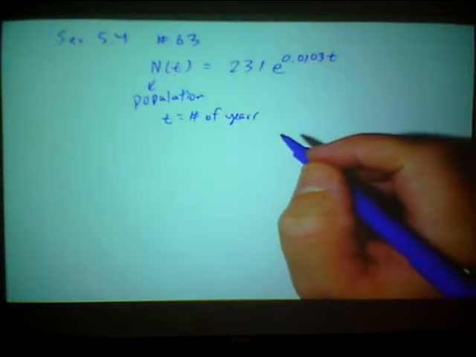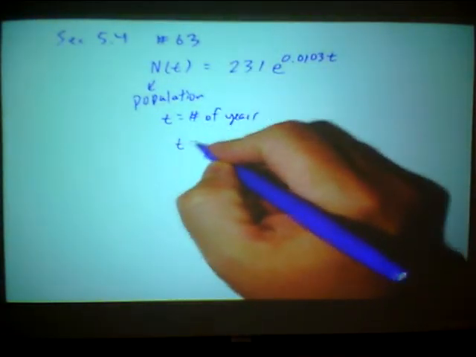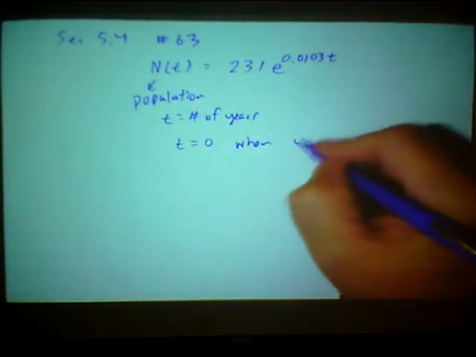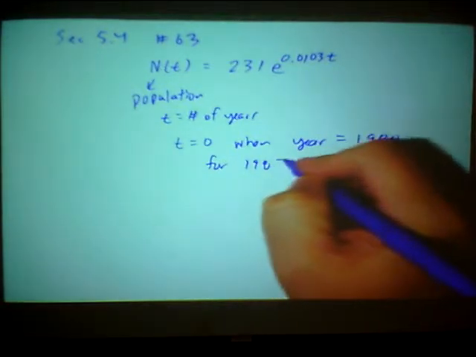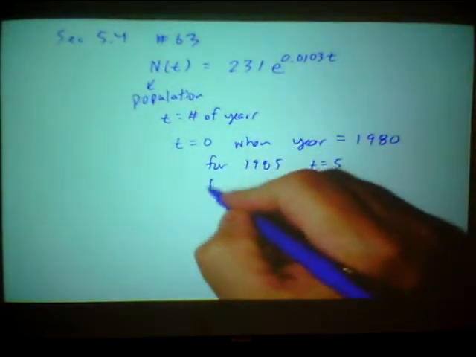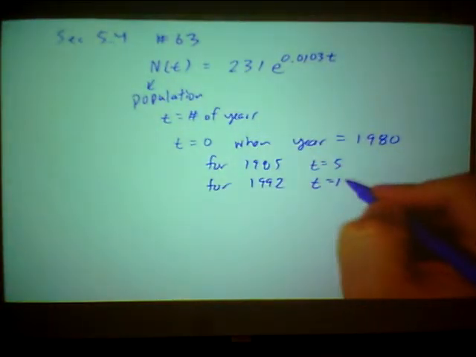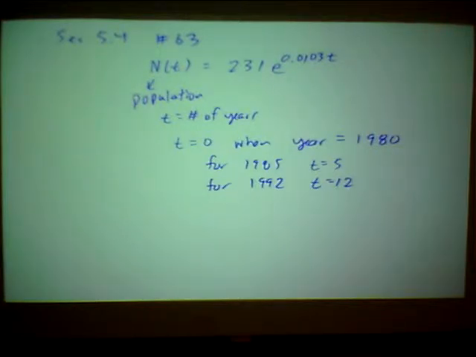So it's almost like the starting point for this equation. T equals 0 when the year is 1980. Everything is going to be based off the year 1980, which we're going to consider year 0, T equals 0. So if we were to think of 1985, T would be 5. For 1992, T would be 12, okay? So you understand now how the T is going to work. Now we're going to solve for that T. We're going to see how long it has taken for the population to double.